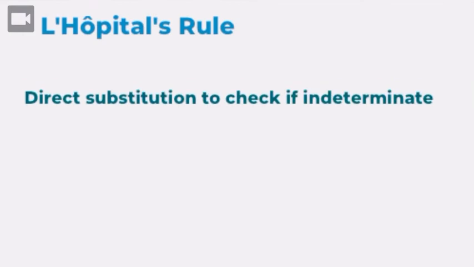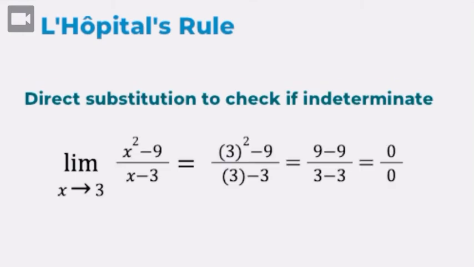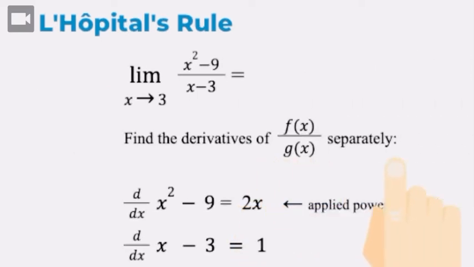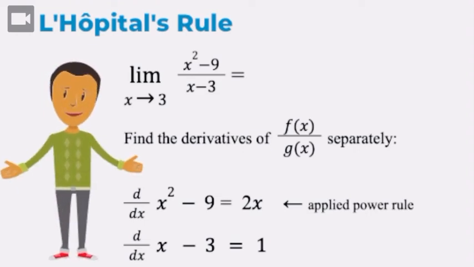By using direct substitution, we can see that this quotient is indeed in indeterminate form. So let's go ahead and use L'Hôpital's rule. Okay, so now we find the derivatives of f of x over g of x separately. We come to the conclusion that the derivative of x squared minus 9 is 2x by the power rule, and the derivative of x minus 3 is 1.